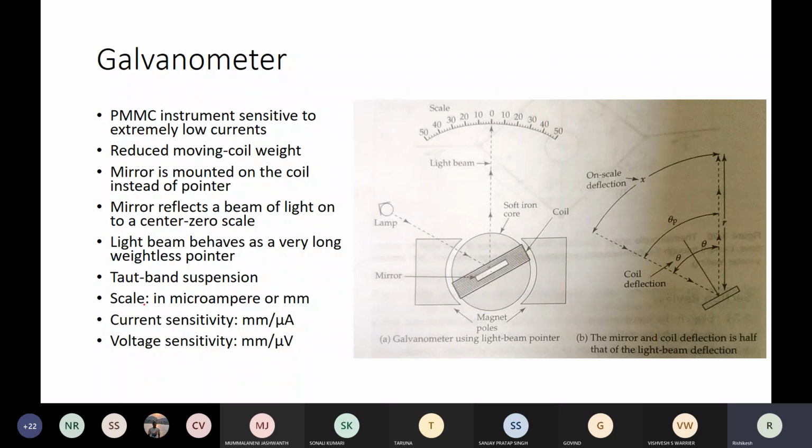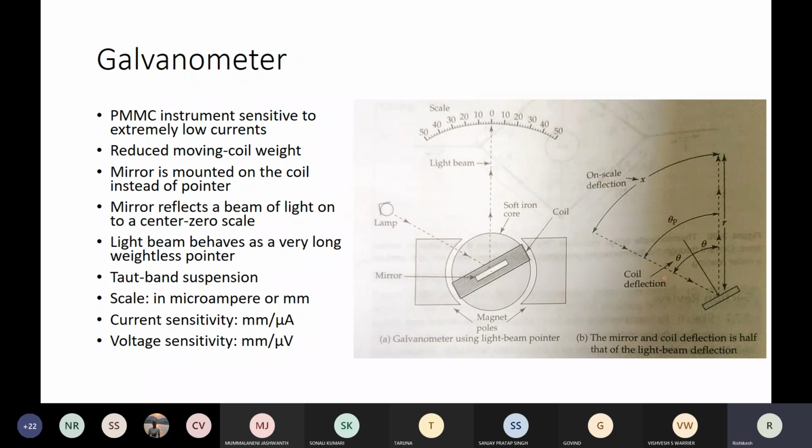In this case, the scale is usually in microamperes. Because we are measuring current, you can scale it in microamperes, or simply, by knowing the current sensitivity, one can compute the current value. So whether we are using it as a voltmeter or an ammeter, we use sensitivity as per microampere or per microvolt.